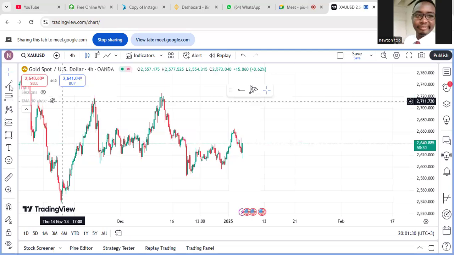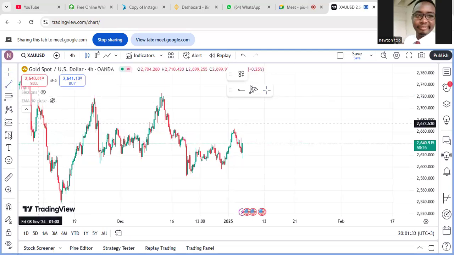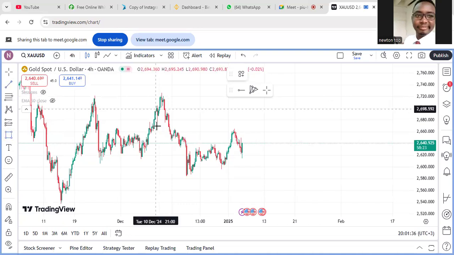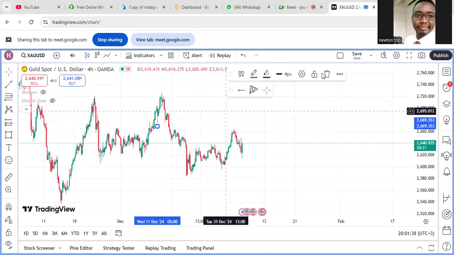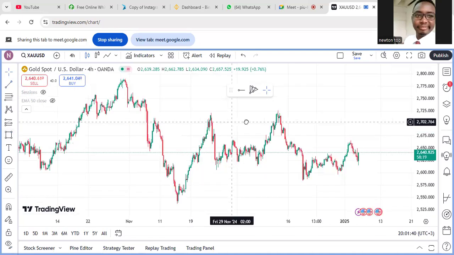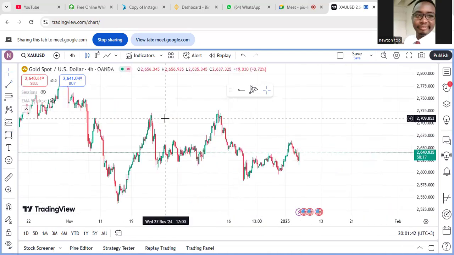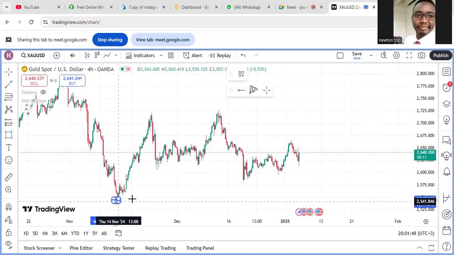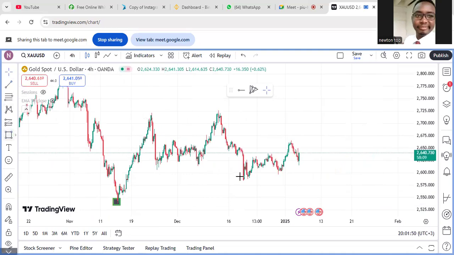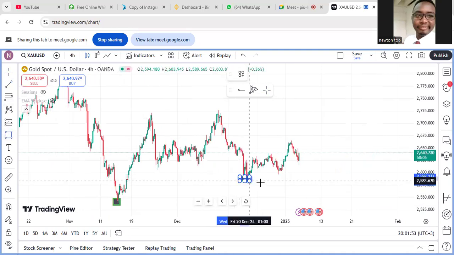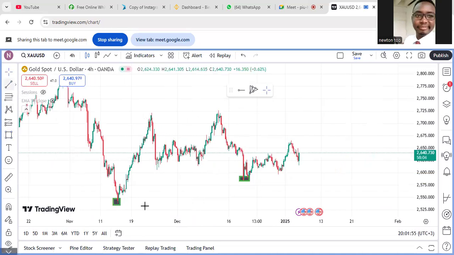So the first thing, after you've opened the chart, guys, now you've opened the chart and you want to start to analyze, the first thing you mark is the lows. Boom. So you mark, for example, like this.